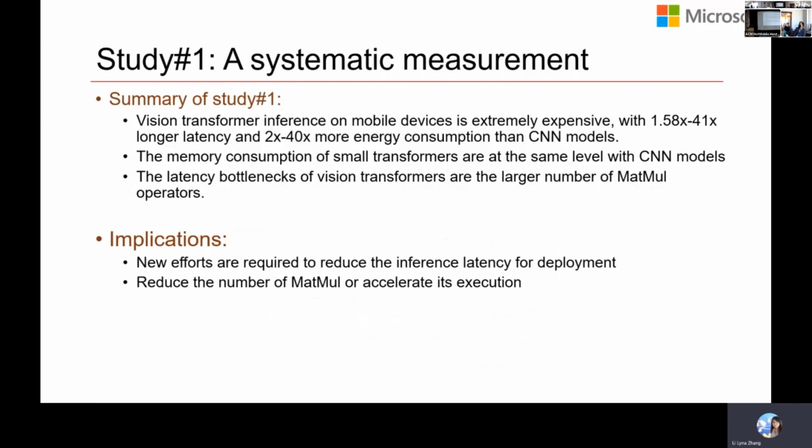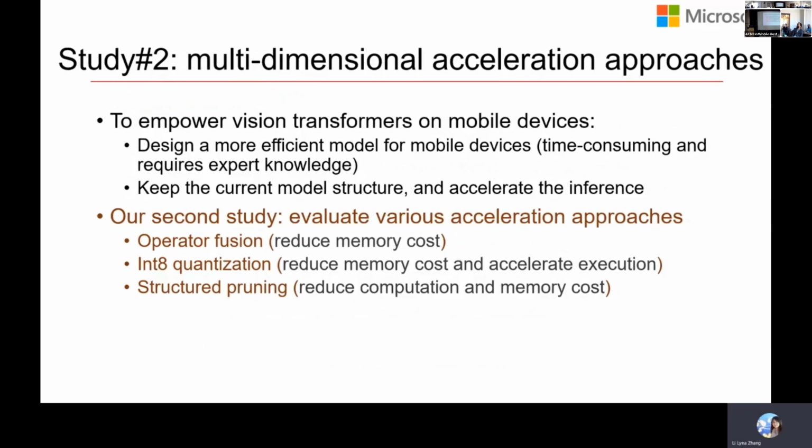To summarize our Study 1, we draw the conclusion that vision transformer inference on mobile devices is extremely expensive, and the large number of MatMul operators in vision transformers are the latency bottlenecks. We got the implication that we call for new efforts to reduce vision transformer inference latency. To empower vision transformer inference on mobile devices, we need to reduce the inference latency.